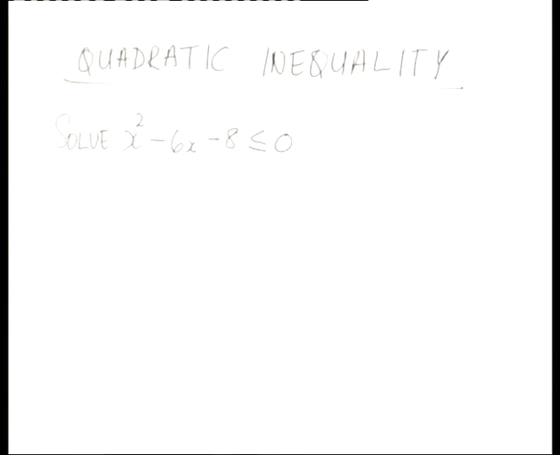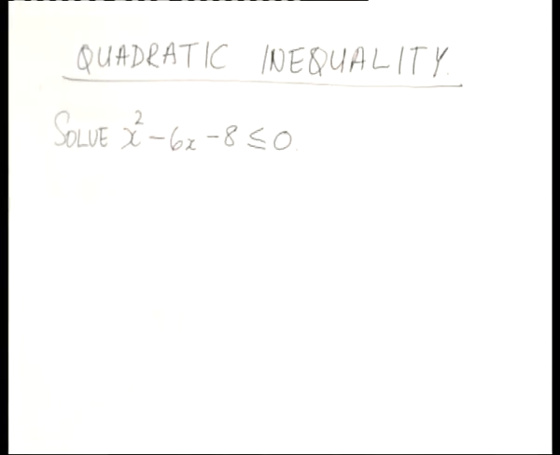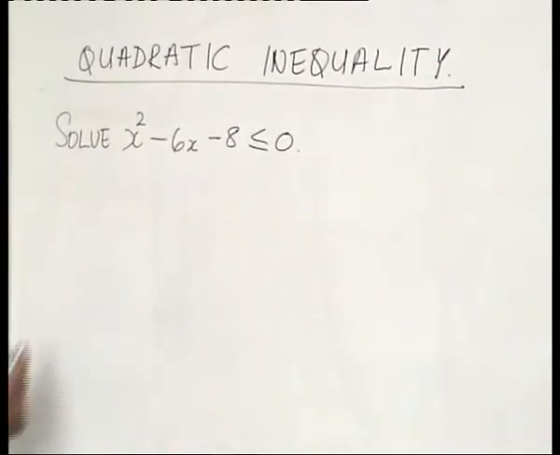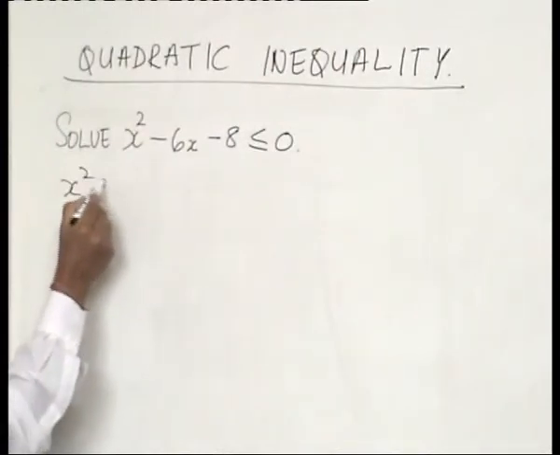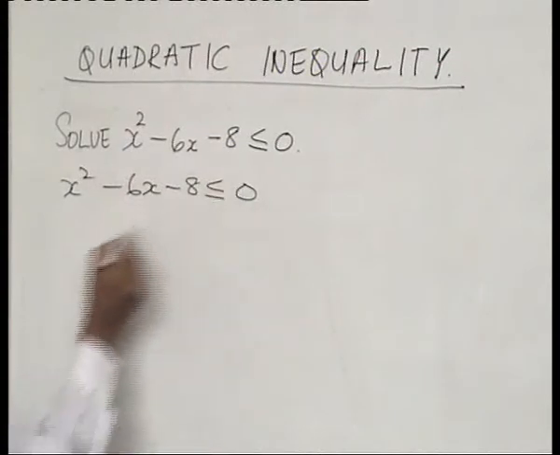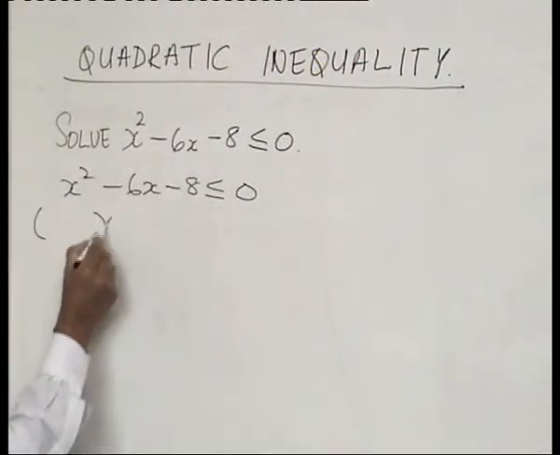We are trying to solve a quadratic inequality. So you have the example over here. The first step is to factorize this. So you take your question, x squared minus 6x plus 8 is less than or equal to 0, and you factorize it.